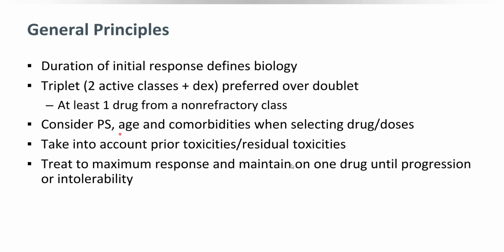Consider performance status, age, comorbidity when selecting drugs or doses. Take into account prior toxicity or residual toxicity of previous drugs. Like if we have used bortezomib earlier, there might be residual peripheral neuropathy, so we have to be extra cautious. And with lenalidomide, the issue is that bone marrow suppression may persist for long.